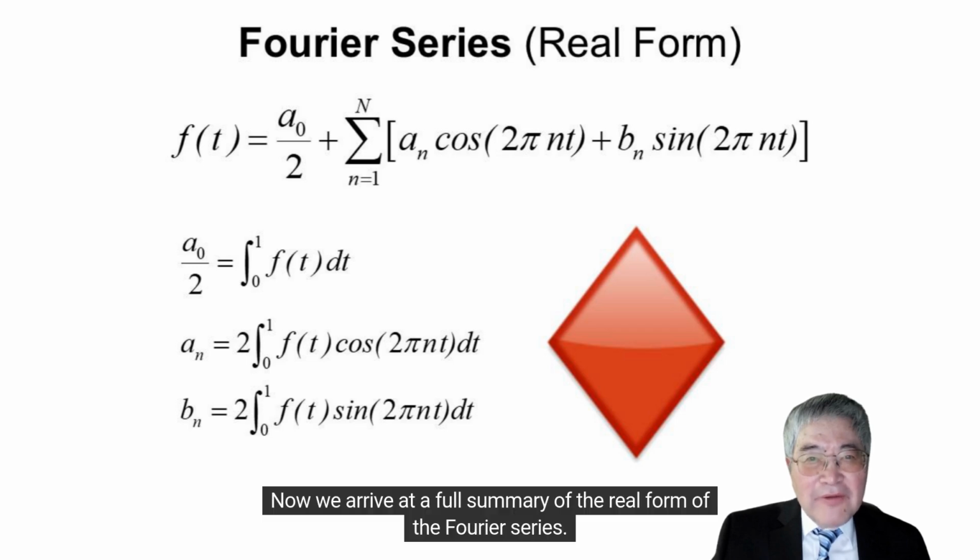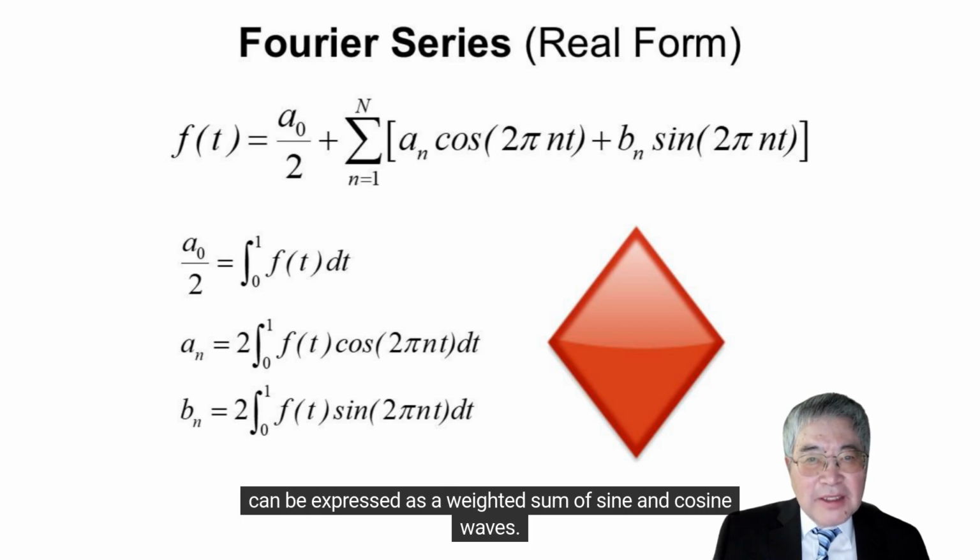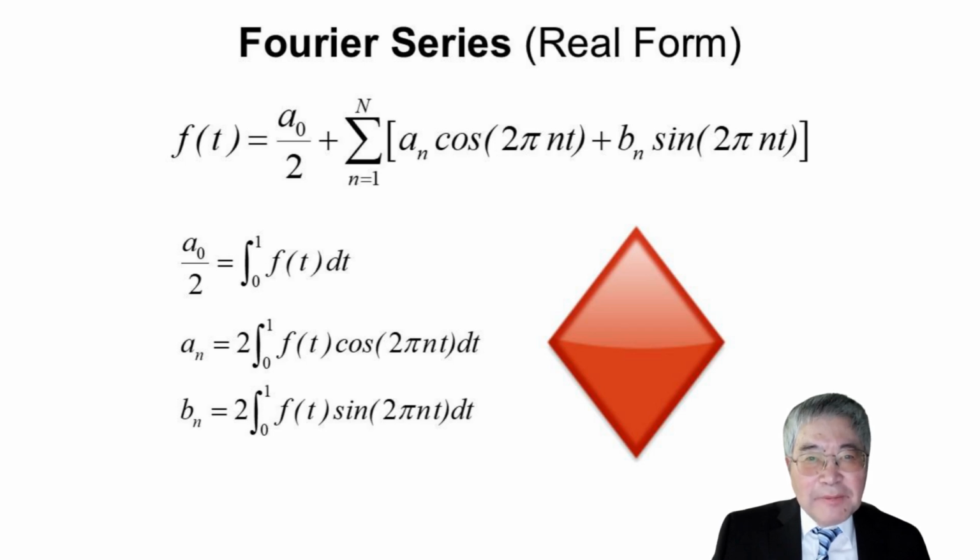Now we arrive at a full summary of the real form of the Fourier series. What we've seen so far is that many well-behaved functions, especially those that are continuous and square integrable, can be expressed as a weighted sum of sine and cosine waves. And this formula at the top captures that structure precisely.